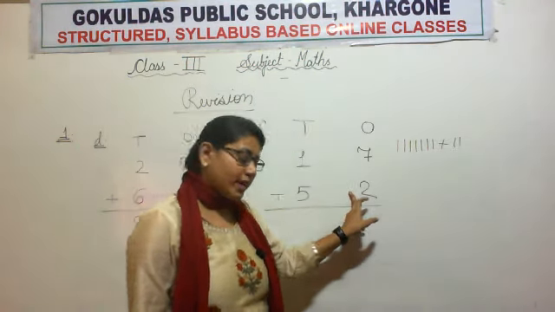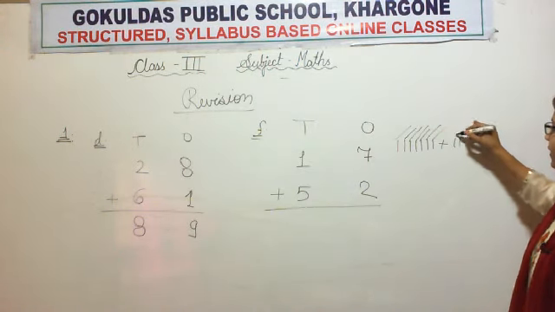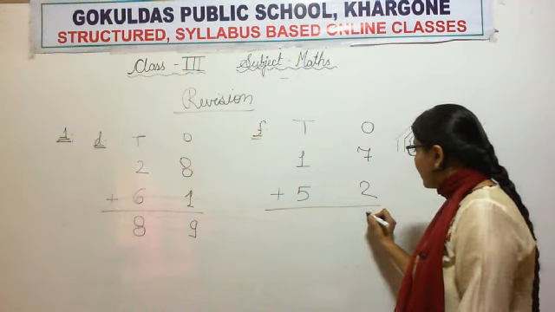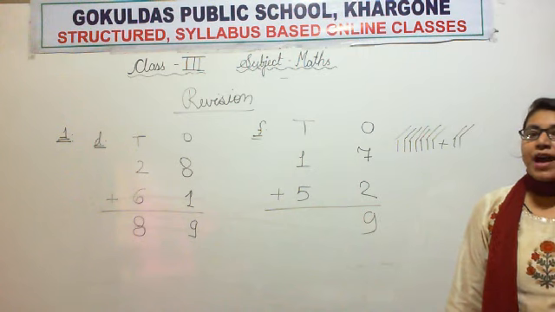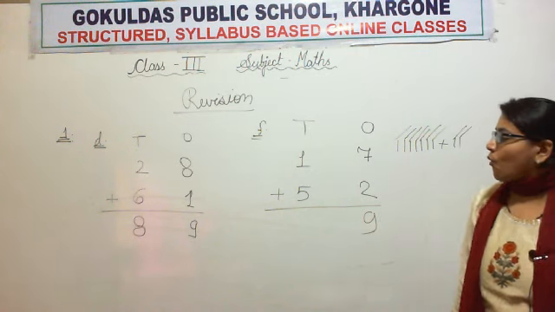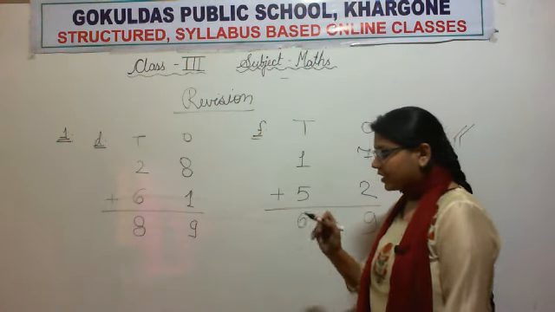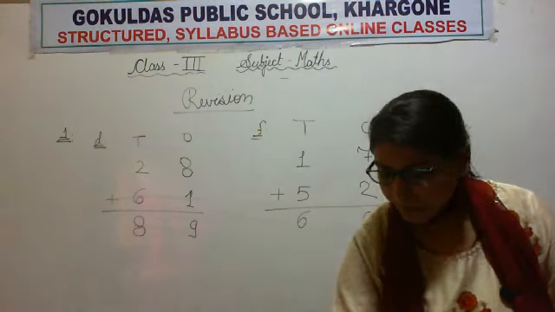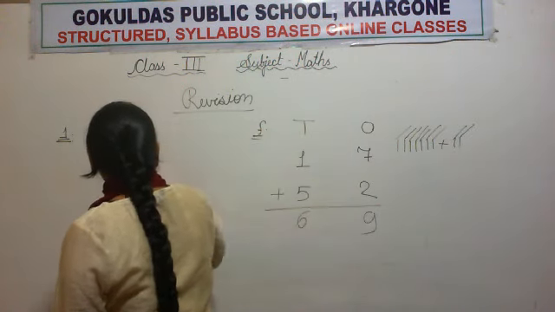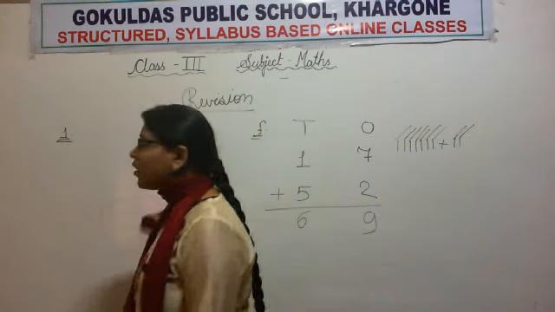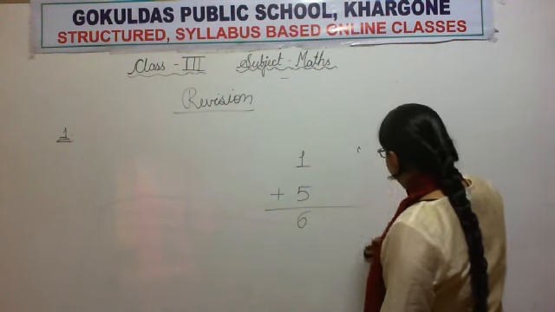Now let's count how many sticks are there. 1, 2, 3, 4, 5, 6, 7, 8 and 9. So we will write the number 9. Now whenever 1 is added to any number, it gives its successor. So what is the successor of 5? 6. So we will write number 6 here. If you want to write all this, you can pause the video and write it.